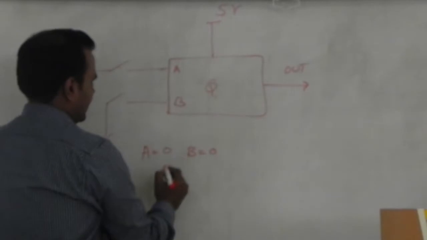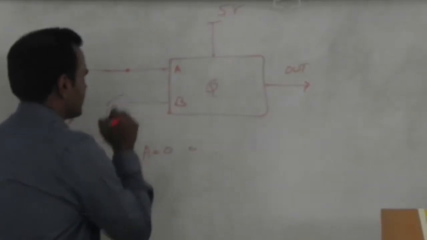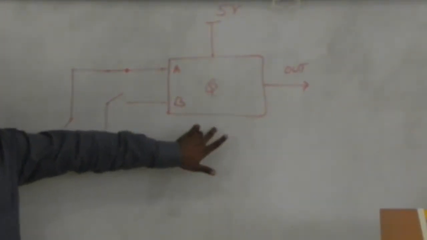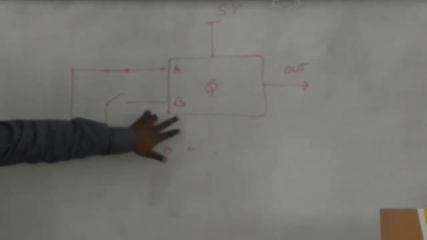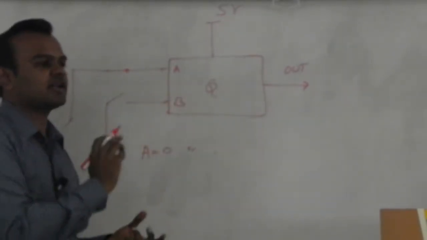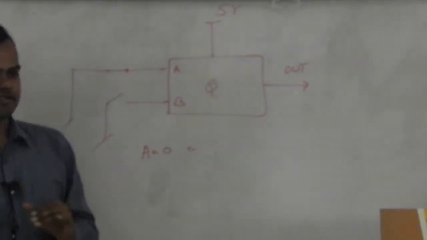What if I close only A? I make A 0, but I don't close the B. What happens now? The logic may work or may not work. Why? Because the voltage value on B is not fixed, right? Now to solve such scenarios where a particular input is not connected to any voltage, either 0 or a high, we connect pull up or pull down resistors.